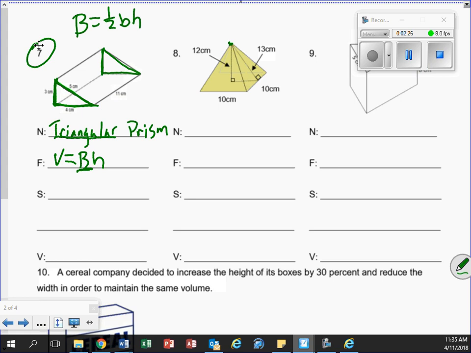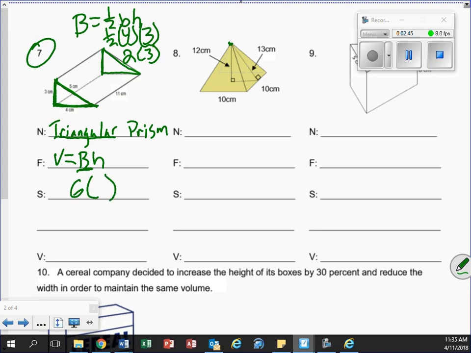So now we need 1/2 the base. Well, the base here is 4. So that's cool. And then the height is here, which is 3. So now we have 1/2 base times height, which is 2 times 3, which would be 6.